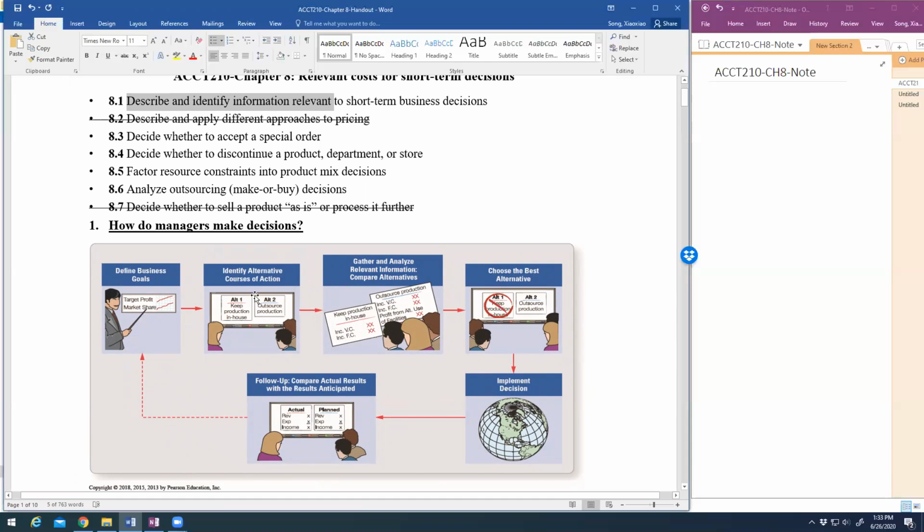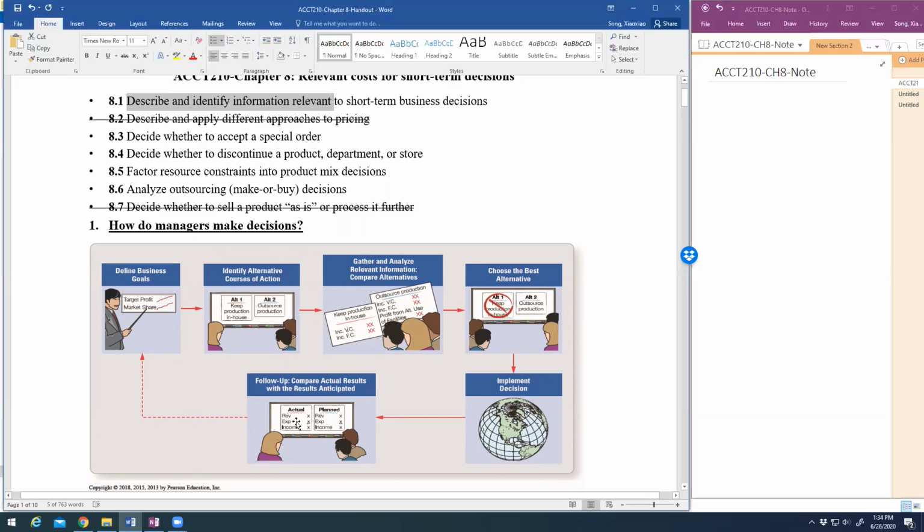Then they find the alternative actions. We can do this or we can do that. We can either keep our product or we outsource. Then we gather all the information: if we keep this, we will have these numbers; if we outsource, we have these numbers. We choose the best alternative, and then we implement our decision. If we outsource, we need to find the country, find the supplier, and start working on it. At the end, we follow up and compare our actual with our plan. That's what will be covered in chapters 9, 10, 11.